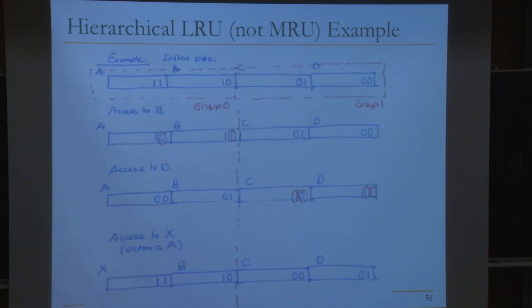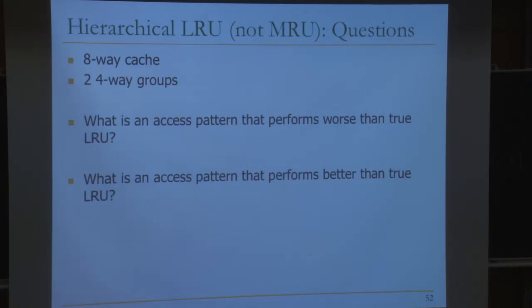OK, I'm not going to go through this. This is one example that you can study. Some questions for you to think about. Let's say you have an 8-way cache with 2 4-way groups, and you have hierarchical not MRU. What is an access pattern that performs worse than true LRU? I think you can figure this out relatively easily. And what is an access pattern that performs better than true LRU? So it could actually be better than true LRU.